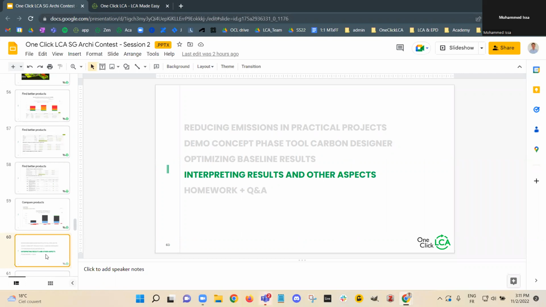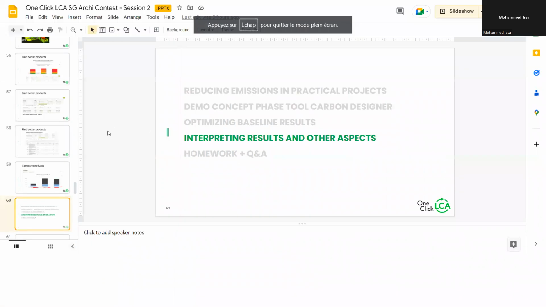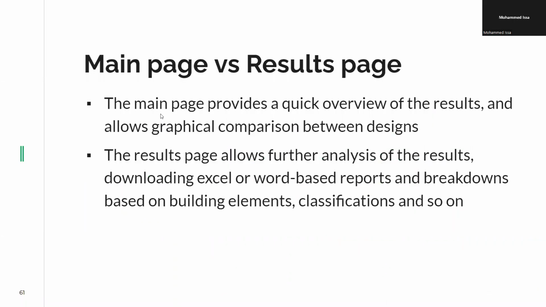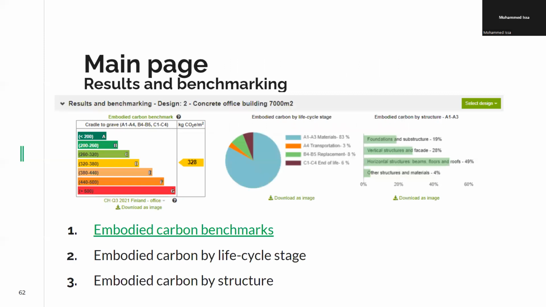And I will now come back to the slides for the last part of the presentation for today, which is interpreting results and other aspects. So basically, there are the main page and the results page. The main page provides a quick overview of the results and allows graphical comparison between designs, and the results page allows further analysis of the results, downloading Excel or Word-based reports or breakdowns based on building elements, classifications, and so on. So on the main page, you have the access to results and benchmarking.